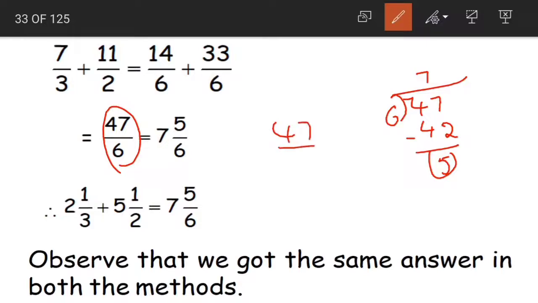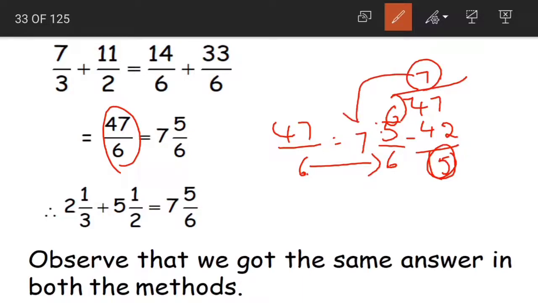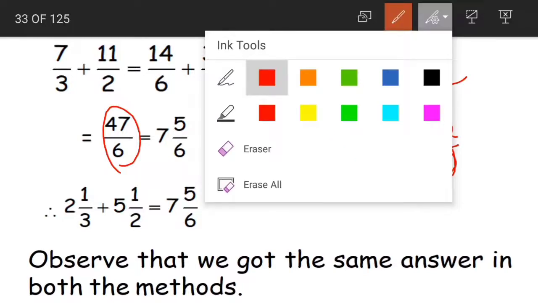What did we have first? We had 47 by 6. So write the denominator as it is, 6. Now what about this quotient? Quotient will be the whole number part. And what about the numerator? The remainder will be our numerator. The denominator will be the same, no change in denominator. Quotient will be the whole number and then remainder will be our numerator. So 47 by 6 is nothing but 7 5 by 6.